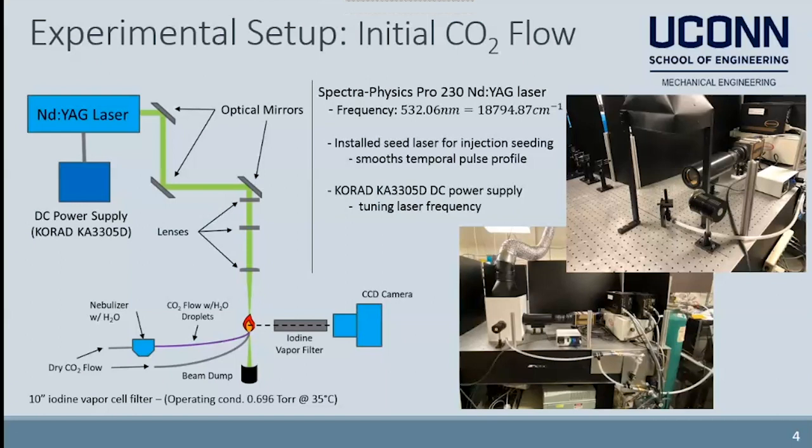An intensified camera was aligned perpendicularly to the laser sheet for optimal scattering detection, along with a 10-inch iodine vapor cell that would operate at a determined pressure and temperature of 0.696 torr and 35 degrees Celsius respectively. An external DC power supply was purchased to finely tune the incident laser light frequency. To reduce undesirable background scatter and for safety during testing, laser sheeting surrounds the test section.